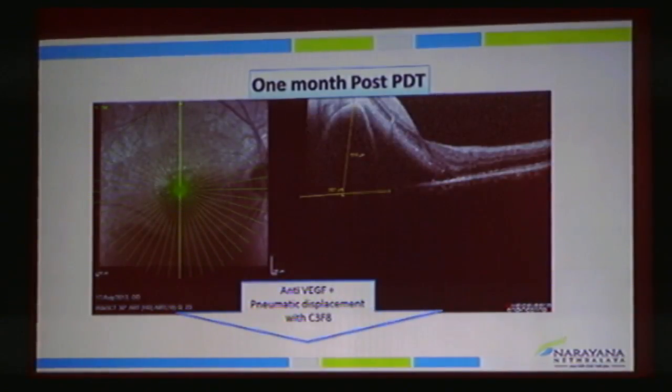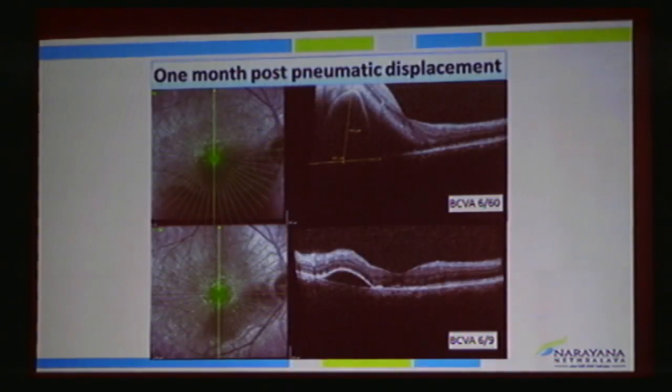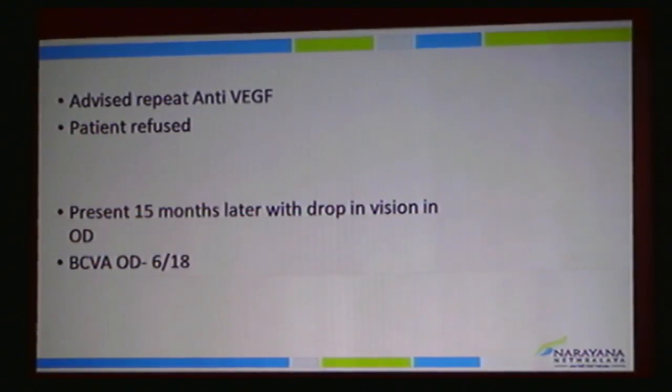There was a large collection of subretinal blood along with a hemorrhagic PED and possibly a rip that had occurred. So we decided now to proceed with an anti-VEGF injection along with pneumatic displacement of the subretinal blood. And luckily for us, the blood did clear up and his visual acuity again improved to 6/9. We advised additional repeat anti-VEGF injections, but the patient refused the same.